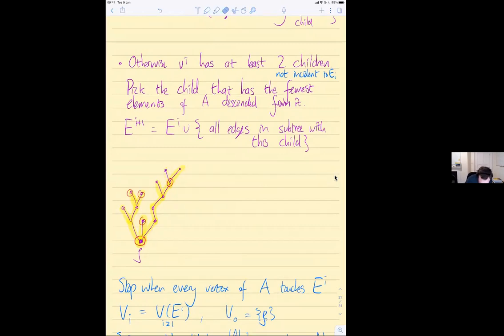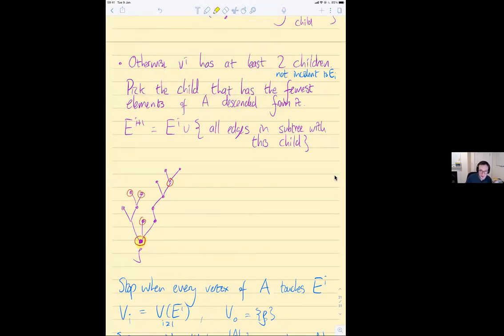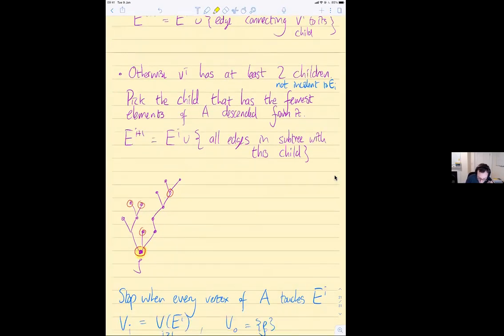So I need to just walk you through this example quickly. Okay, so let's say we have this tree, and the red circled vertices are the elements of A. Then we start with this root. Okay, so the root has three children, so we're in the second setting, where we want to pick one of the children that has the fewest elements of A in its descent from it. Okay, so maybe let's say we take this one on the right.